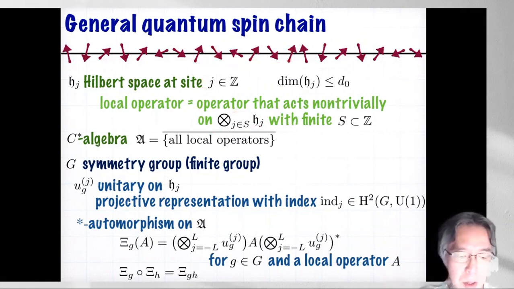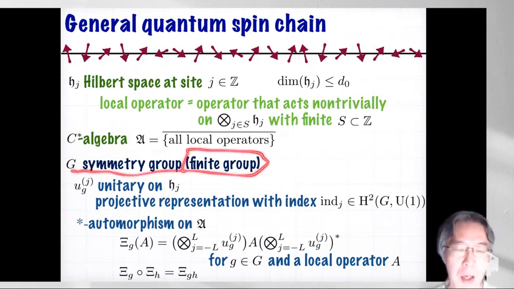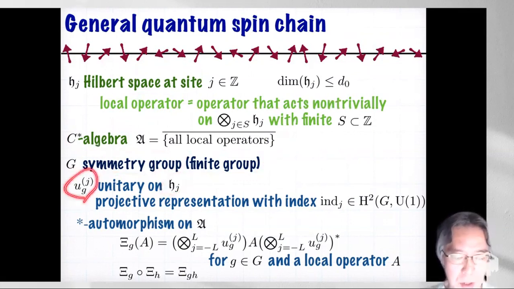Then the basic object is called the C-star algebra and denoted like this. It's called R or A. And it's basically the set of all local operators in this sense. Okay, but I take completion with respect to the operator norm. And let G be a symmetry group that is a finite group. And I assume that for each local Hilbert space, we have this set of unitary operators that gives a projective representation of the group G.